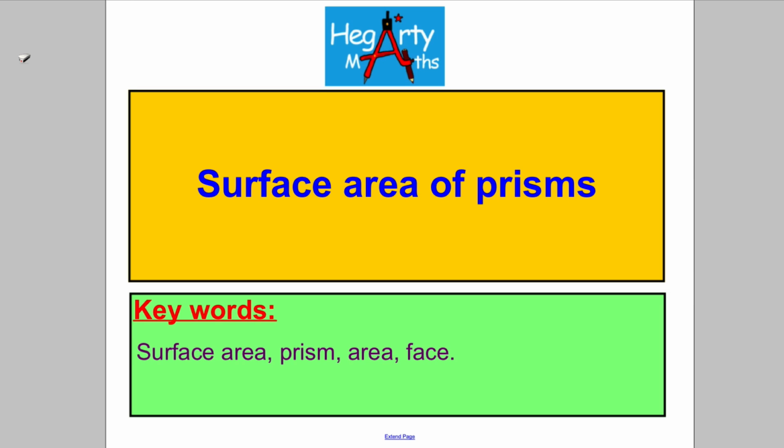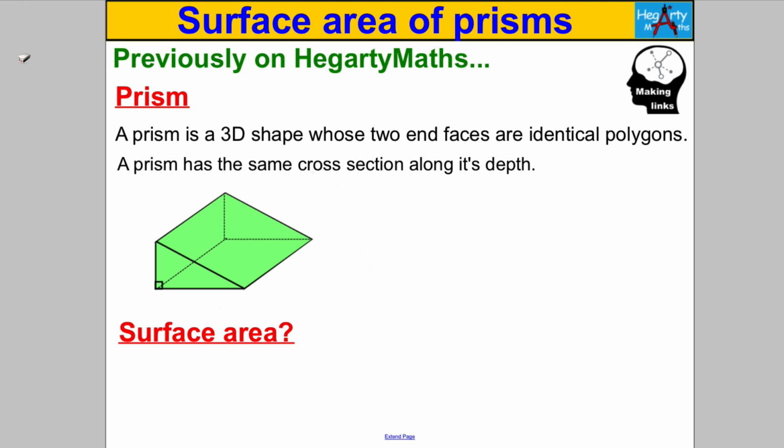It's Mr. Hegarty here. In this video we're learning how to calculate the surface area of prisms. Let's remind ourselves of what a prism is. Previously on Hegarty Maths we talked about a prism being a three-dimensional shape whose two end faces are identical polygons. Or we said a prism has the same cross section along its depth.